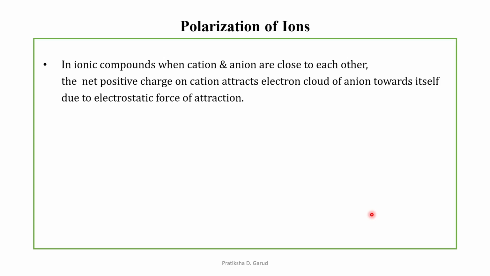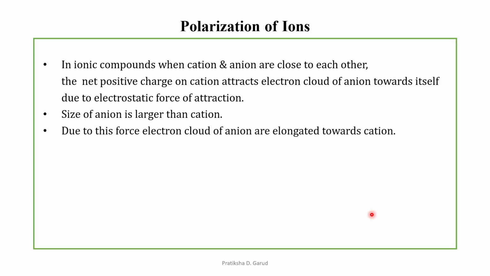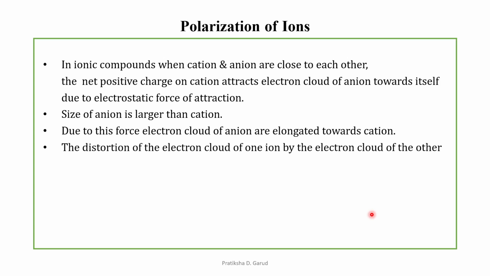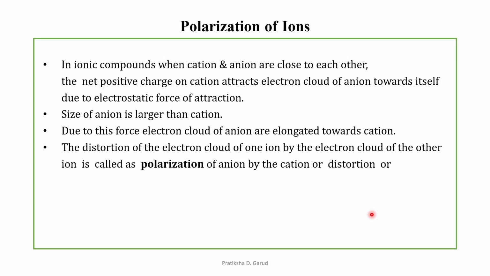Why does it attract the electron cloud? Due to the electrostatic force of attraction between the cation and anion. And we know that the size of the anion is always larger than the cation. So due to this electrostatic force of attraction, the cloud of the anion gets elongated towards the cation, right? The distortion of the electron cloud of one ion by the other ion is called the polarization of the anion by the cation, also known as distortion or deformation, right?